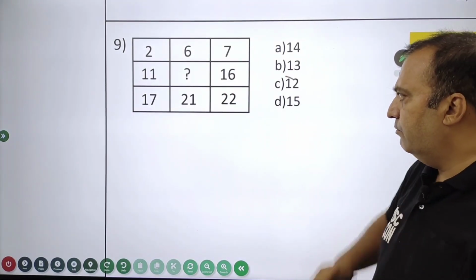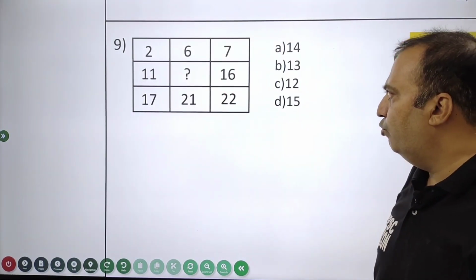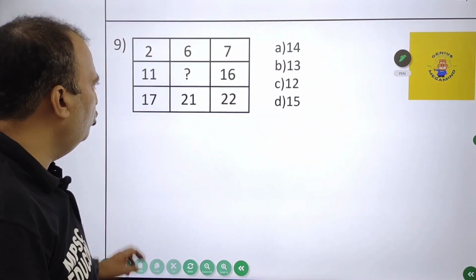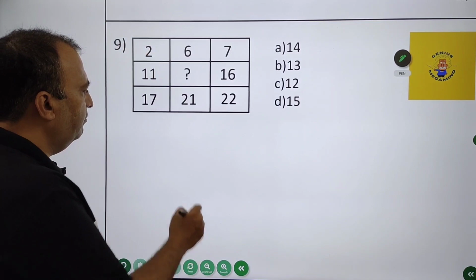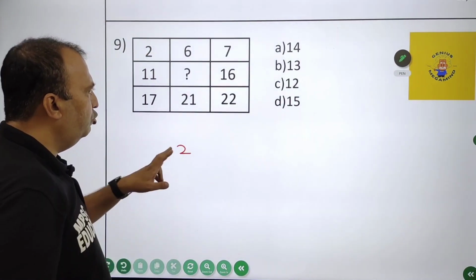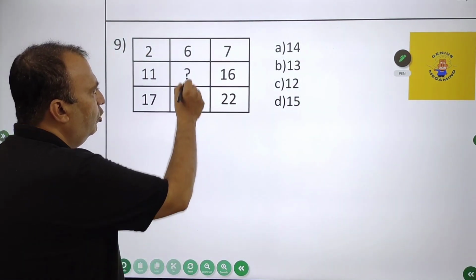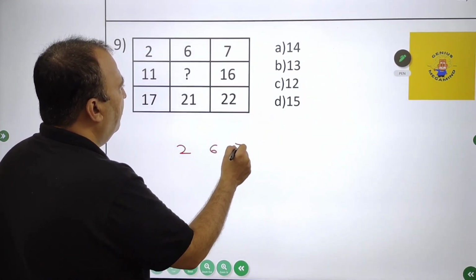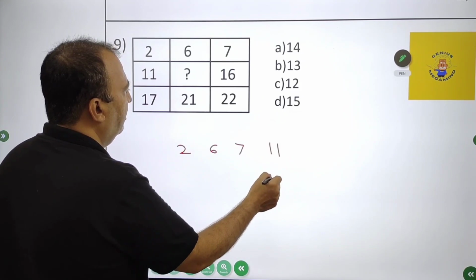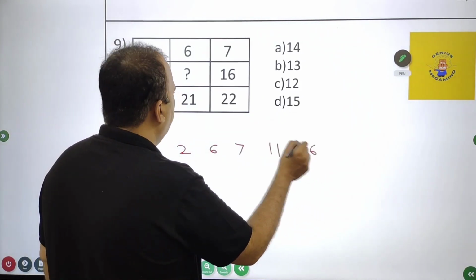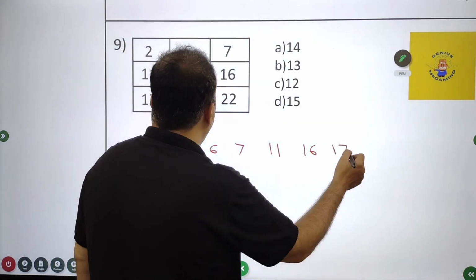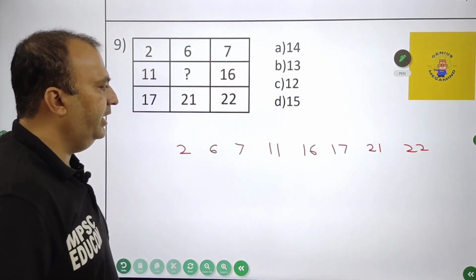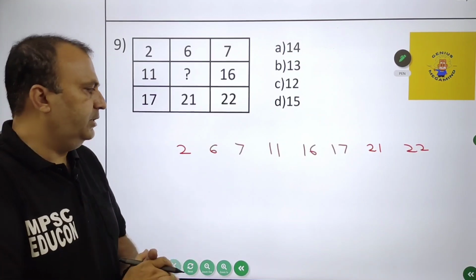Nine in front of you as such. Please observe the numbers. The numbers, you are going to find, are in an increasing order. So I am going to start from the smallest number, that is 2. I am going to put 2 over here. Then after 2 the number is 6. After 6 the number is 7. After 7 the number is 11. After 11 it is 16. After 16 it is 17. After 17, 21, and last but not the least, 22. So I have arranged the numbers in an increasing order.